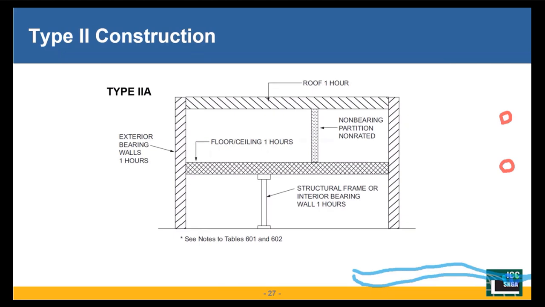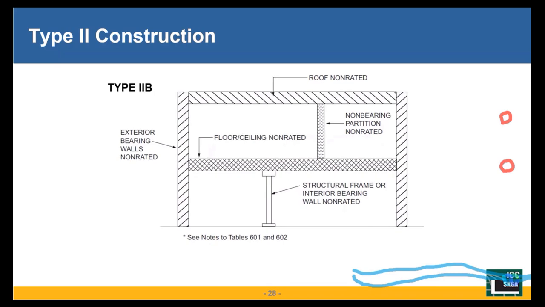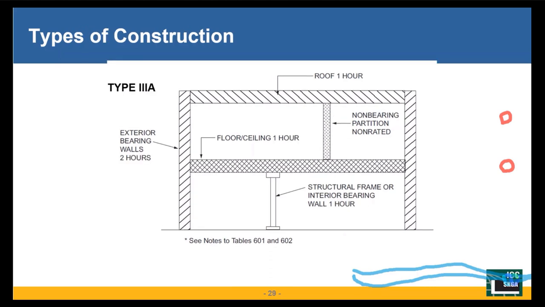It's type 2A again, and type 2B. Now the roof is non-rated in type 2B. So you can see here the roof is not rated. Type 3A, the roof is 1 hour because, and I think at this point in time, I want to signify that A stands for rated and B is non-rated. And in the past, it used to be type 3 R, rated, and type 3 N, which is non-rated. So it's changed to type 3A and type 3B.